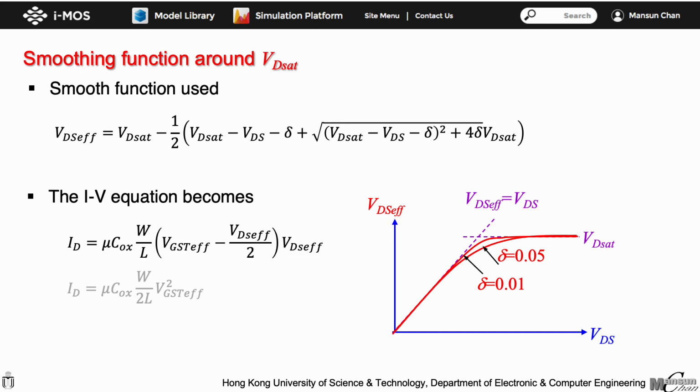With the introduction of both VGST effective and VDS effective, the drain current of a MOSFET can now be described by one single equation to ensure the smoothness of the function and derivatives.